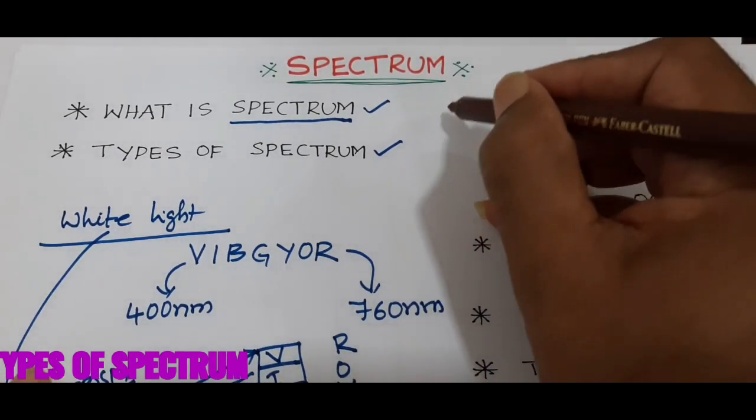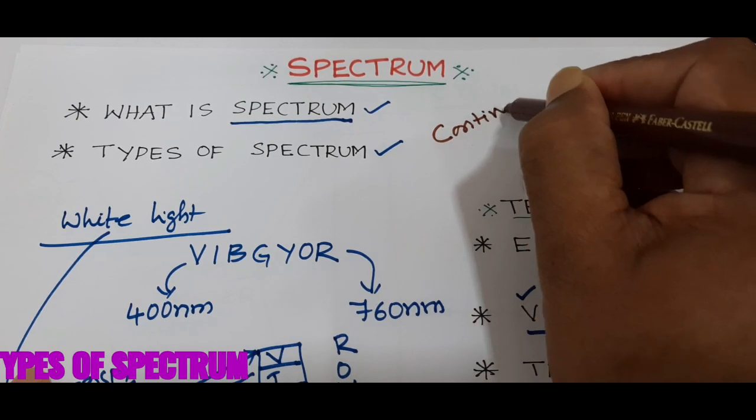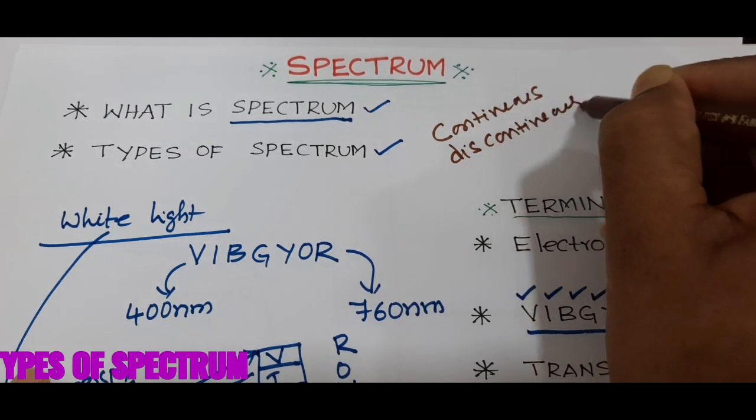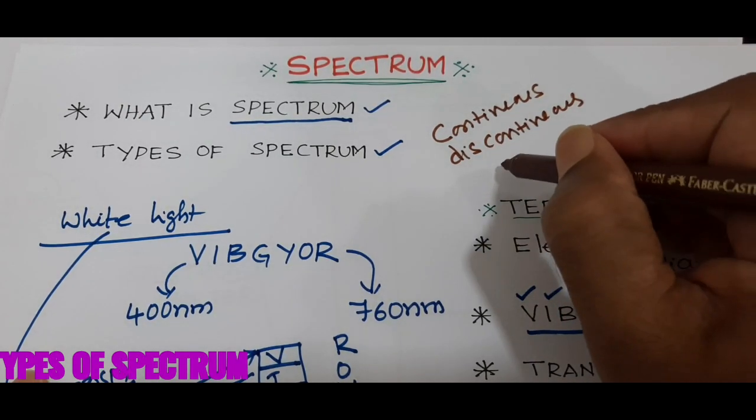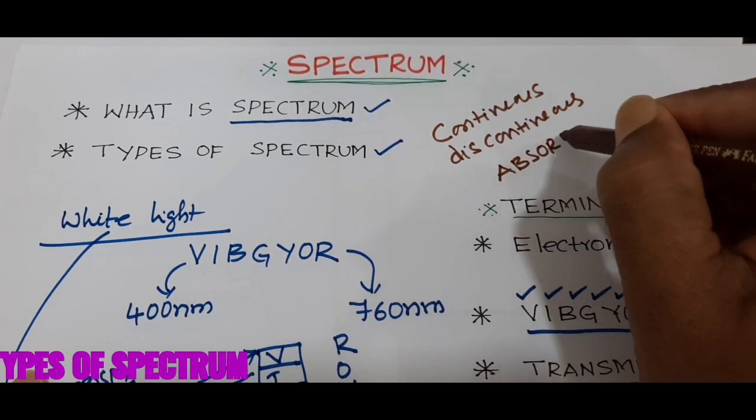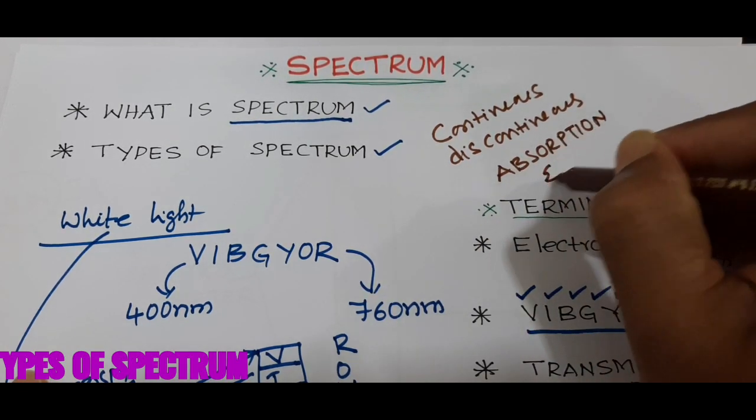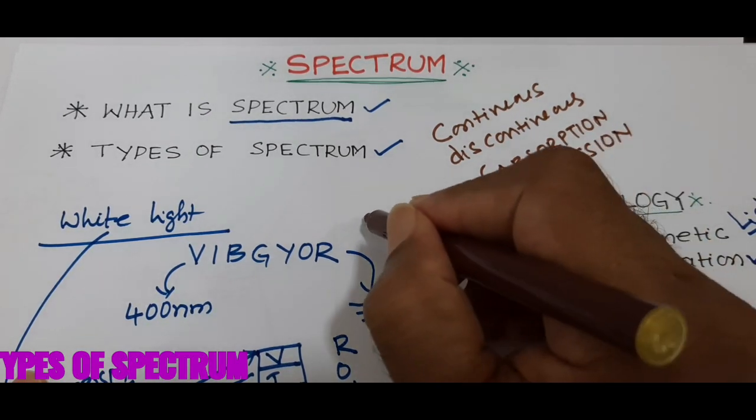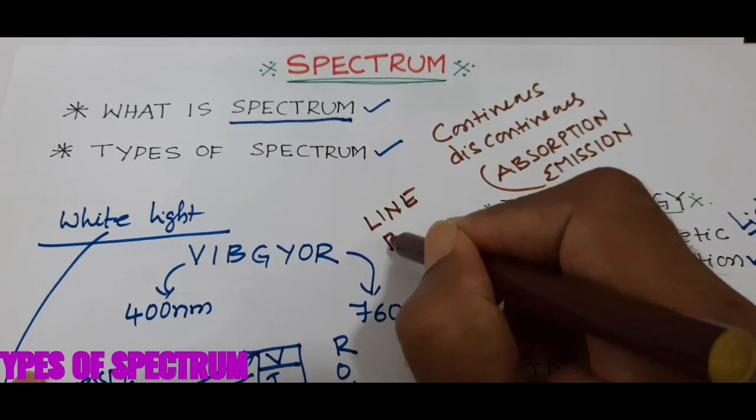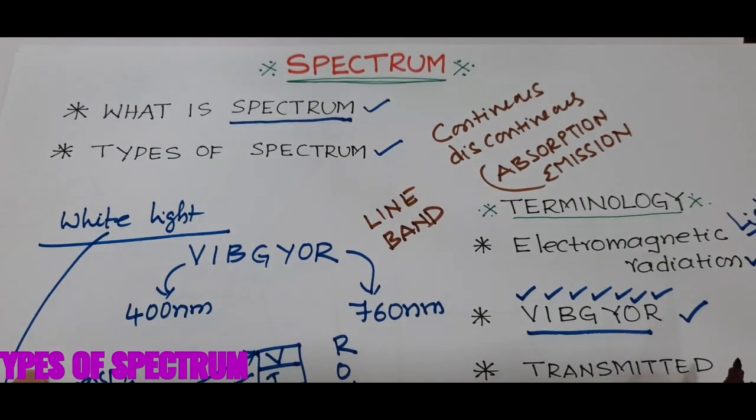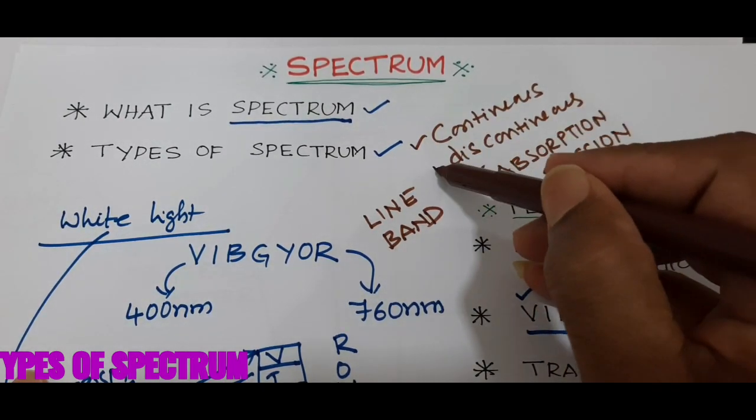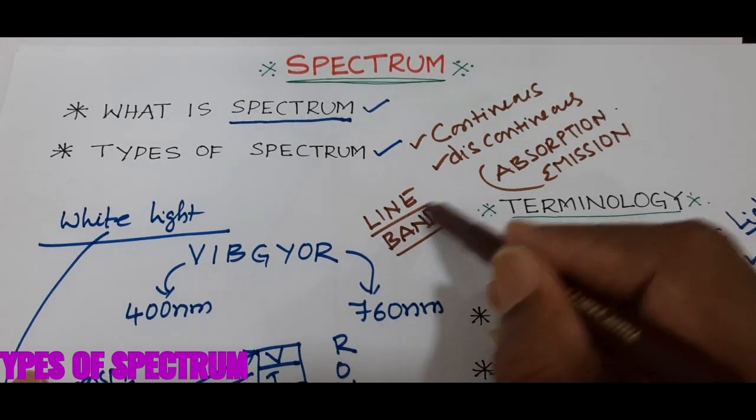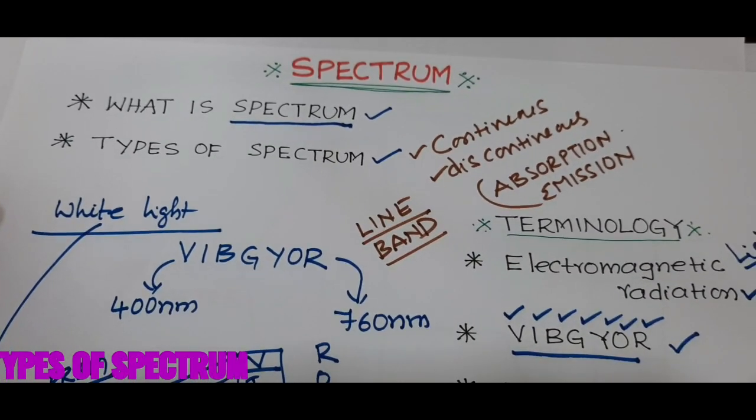Spectrums are mainly classified into continuous spectrum and discontinuous spectrum. This is one set. Absorption spectrum and emission spectrum, this is another set. And line spectrum and band spectrum. So in this session we are going to concentrate on what is continuous, discontinuous, what is absorption and emission spectrum, and what is a line and band spectrum. So this is the brief introduction regarding the spectrum.